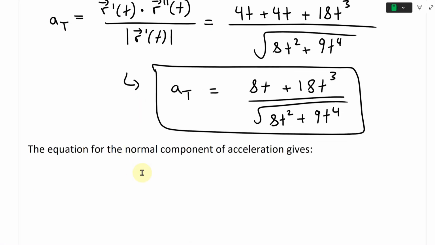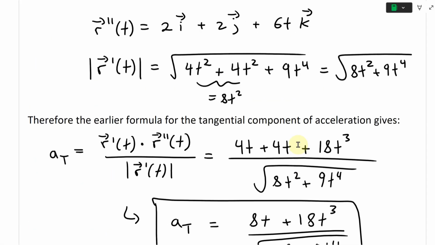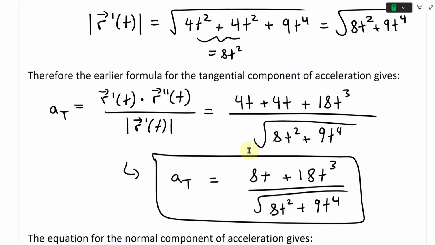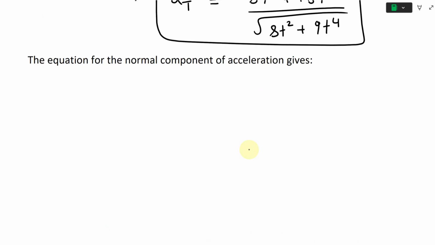Alright, and now going further, the equation for the normal component of acceleration gives the cross product setup. It's the cross product of the first derivative of the position vector with r double prime, divided by the magnitude of the first derivative of the position vector, in other words, the speed. So let's put that in. But before we solve that, I'll do the cross product first.